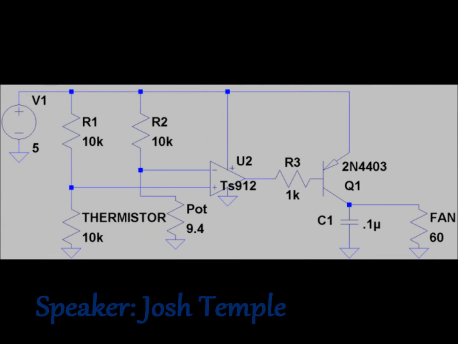This is the cooling circuit for the enclosure. It is supplied 5 volts from the microcontroller. R2 and the potentiometer labeled POT create a reference voltage by making a voltage divider. R1 and the thermoresistor create a varying voltage divider that depends on the temperature inside the enclosure.